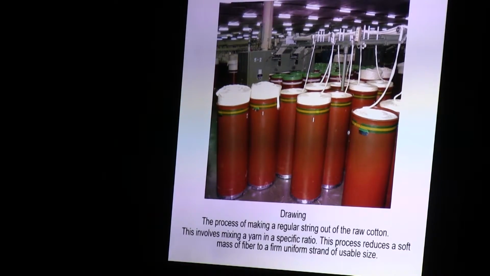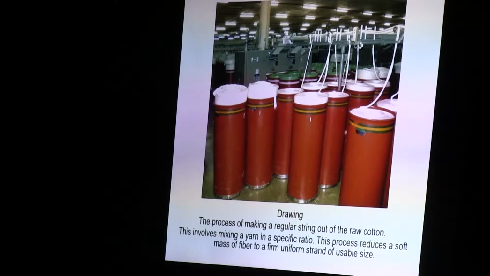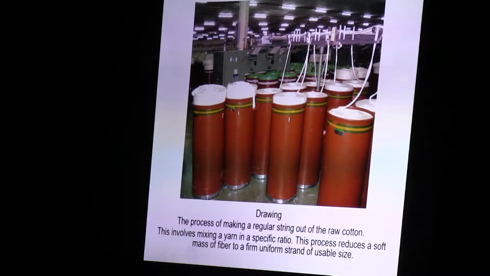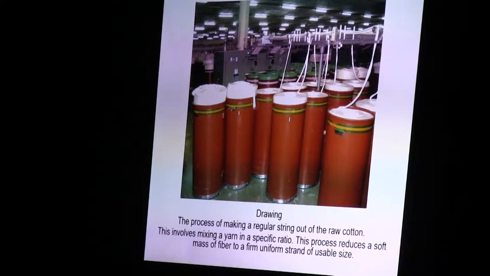Okay, this is called drawing. This is the process of making a regular string out of the raw cotton. It involves mixing a yarn in a specific ratio. The process reduces a soft mass of fiber into a firm, uniform strand of usable size.